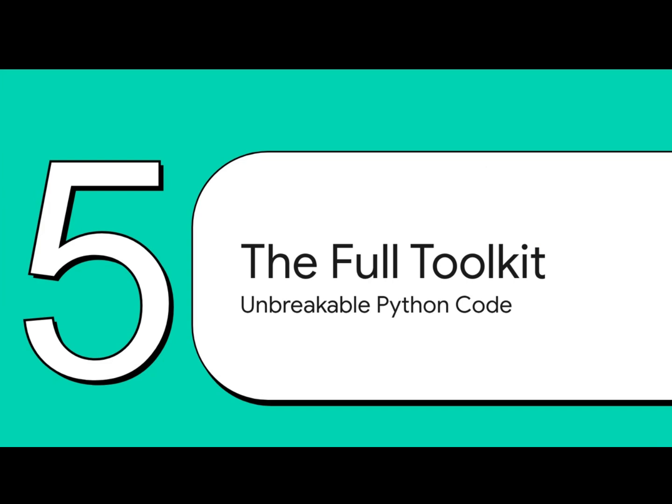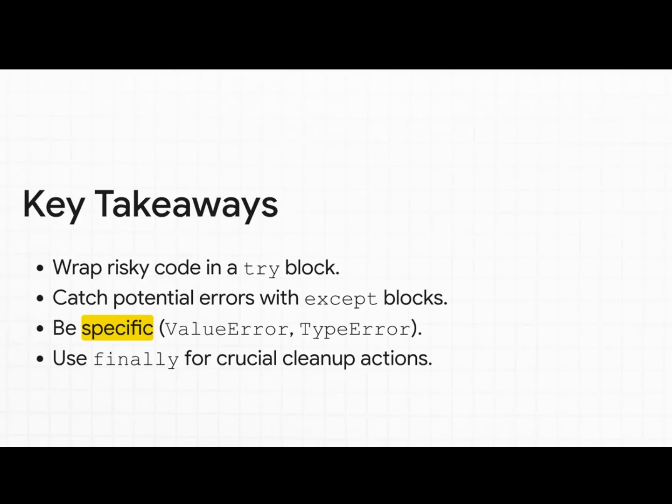Okay, let's bring it all home. We now have a complete toolkit for writing Python code that isn't just getting the job done, but is genuinely resilient, professional, and pretty much unbreakable. So let's recap the big ideas. One, always wrap your risky code in a try block. Two, catch those potential errors with specific except blocks. And three, use finally for any cleanup that has to happen, no excuses. Mastering this try, except, finally structure is really the secret to writing professional, solid Python code.